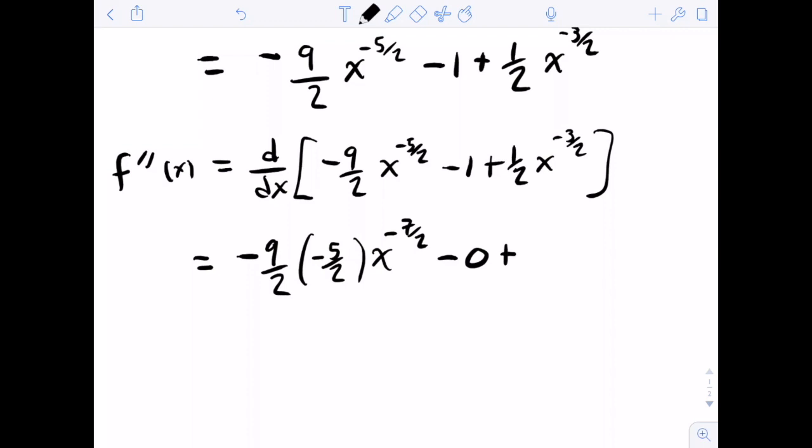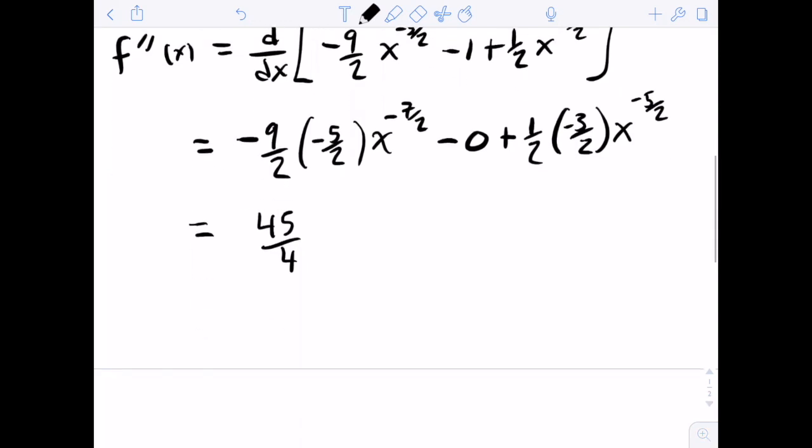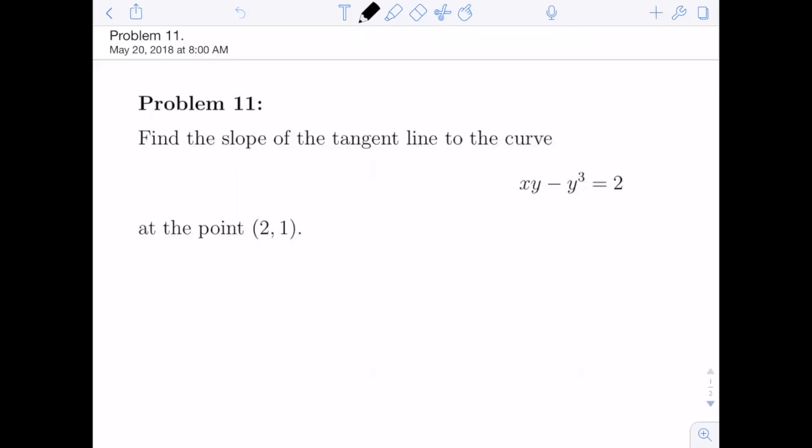And then here, you've got the 1/2, and using the power rule, that comes down, and then this becomes minus 5 over 2 because we have to subtract 1. Okay, so to simplify a little bit, you have 45 over 4 x to the minus 7 over 2 minus 3 over 4 x to the minus 5 over 2. And that's the second derivative. All right, you stuck with it.